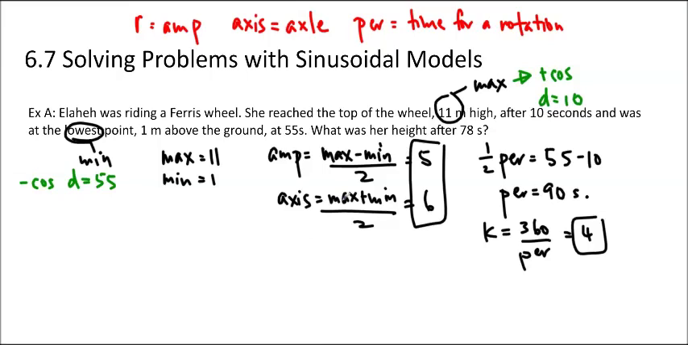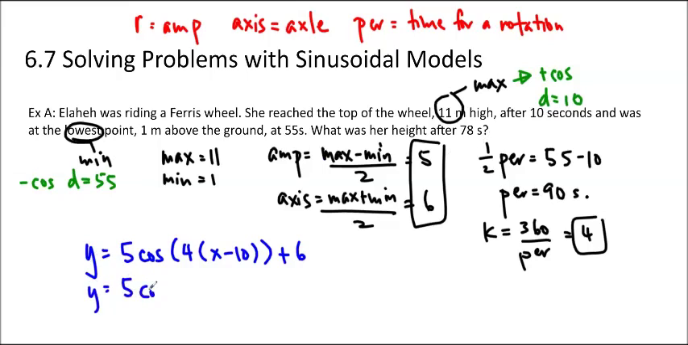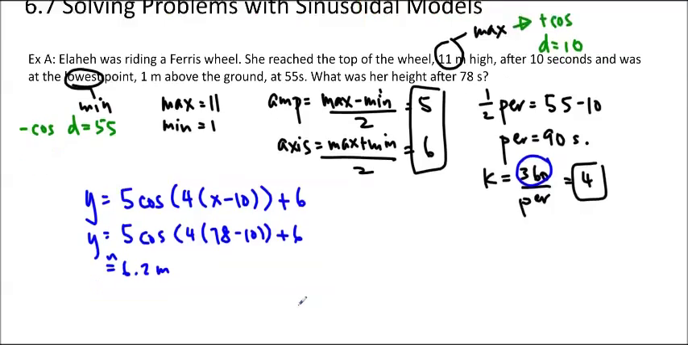Here our height is the y value and the time is the x value. So y is equal to amplitude 5 cos 4(x minus 10), don't forget about the brackets, plus 6, and that is our equation. It asks us what the height is after 78 seconds, so we'll just fill it into our equation. 4 times (78 minus 10), plus 6, you type into your calculator, you'll get 6.2 meters-ish. Hopefully, just make sure you are in degrees. We know we're in degrees because we use 360, but we'll be looking at radians in the next lesson.